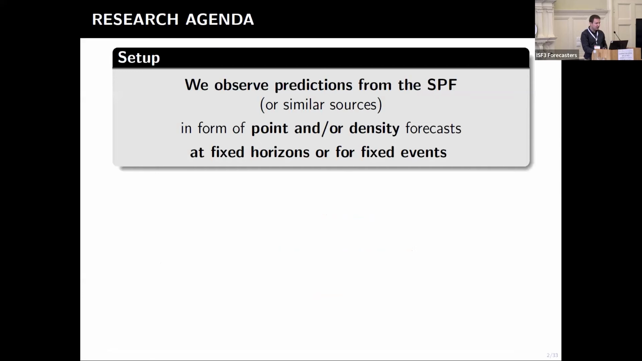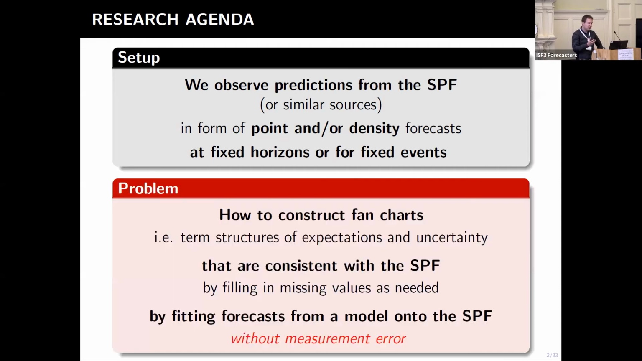Okay. So the research agenda for this paper is the following. Imagine the following setup that we face. We observe predictions from the Survey of Professional Forecasters or similar sources of macroeconomic surveys in the form of point and density forecasts at fixed horizons and or fixed events. And the problem that we are solving in this paper is constructing fan charts, that is, term structures of expectations and uncertainty, which are consistent with the Survey of Professional Forecasters.